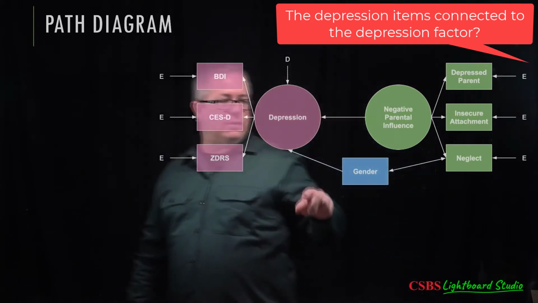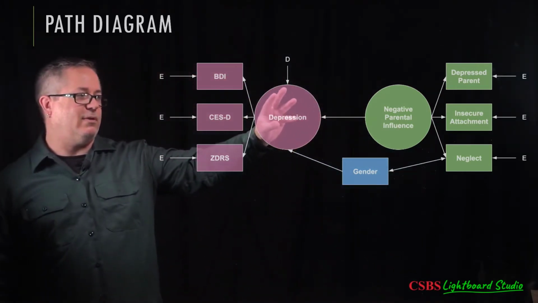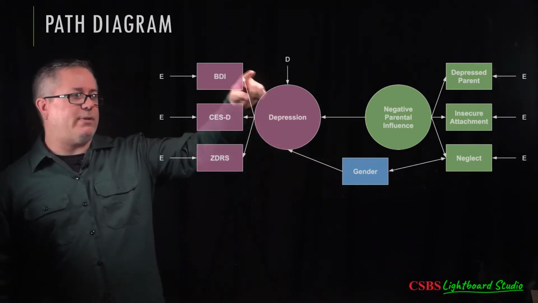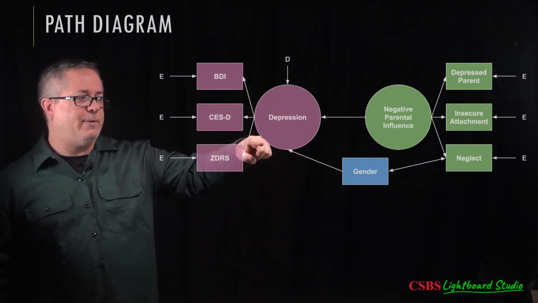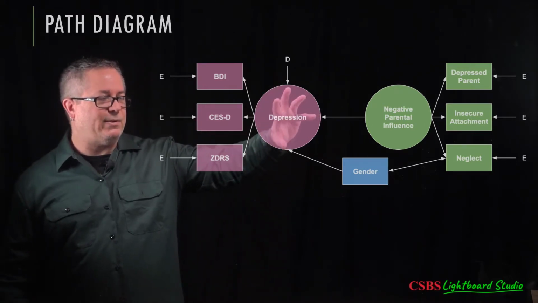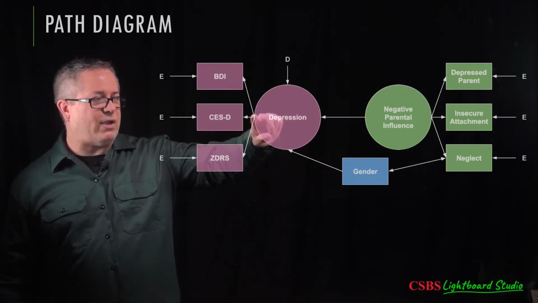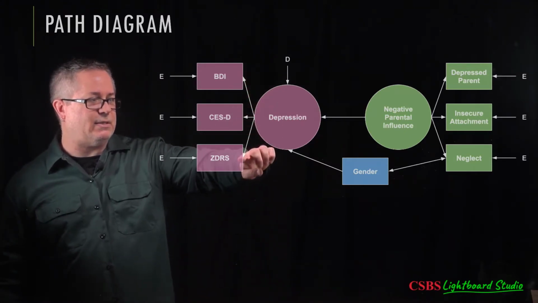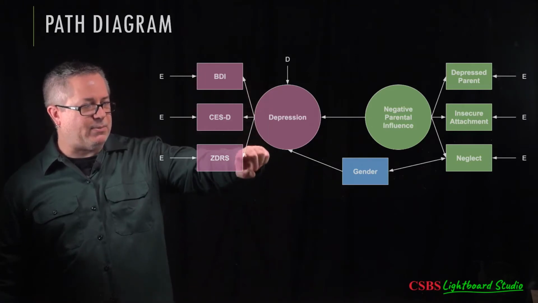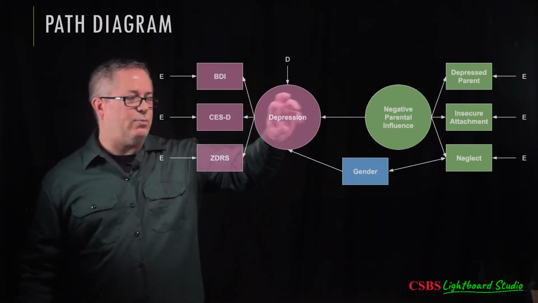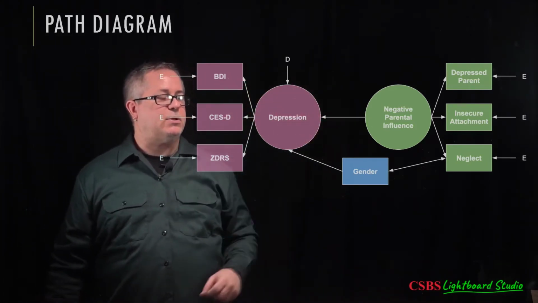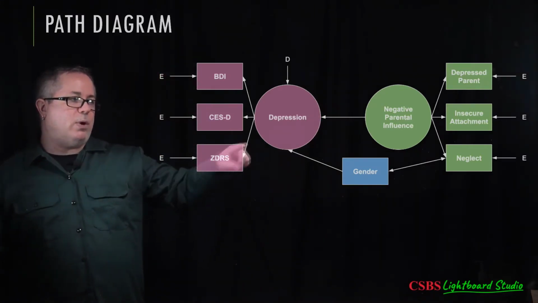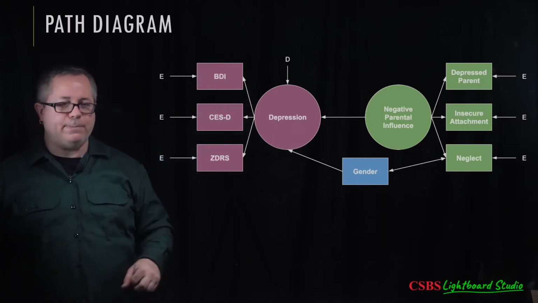Yeah, so think about everything that's purple, right? I guess it's sort of purple. Everything that's purple is a measurement component for depression. So how does depression exist? Well, it exists because it is driving or being indicated by these three: BDI, CESD, and ZDRS. So these three are what's really creating or being driven by this depression latent variable, the depression factor. So this is one measurement component. Is there another?